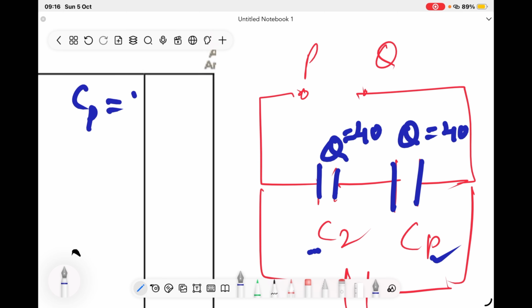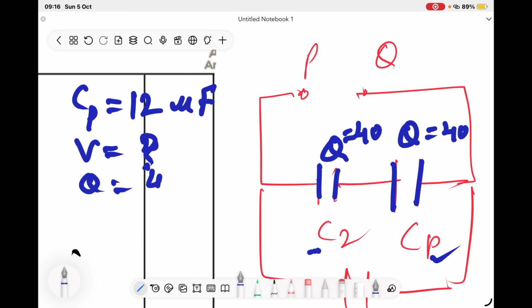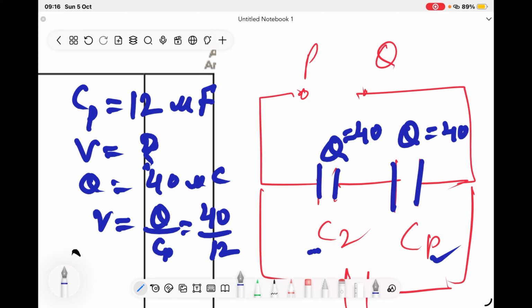So what was the value of CP? If you remember, it was 12 microfarad. You should check. And voltage you don't know. Charge you know is 40 microcoulomb. So you can find out the voltage because voltage is missing right now. So voltage will be Q by C, which is 40 by 12. Okay. Now nothing has been asked about C2, so forget about it.